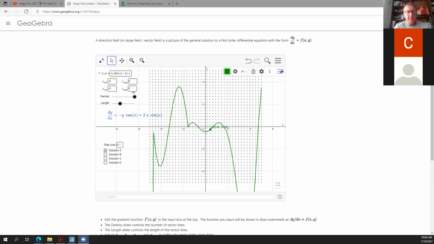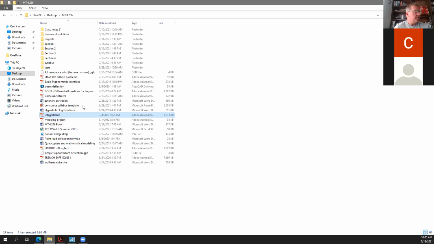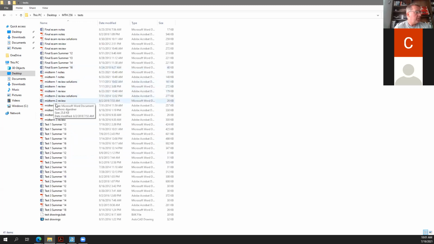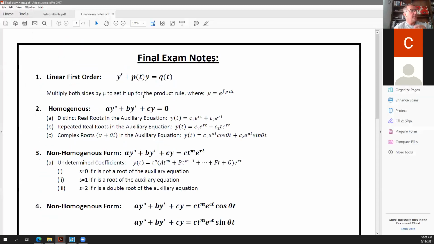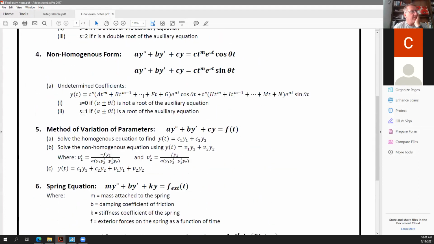I'm just curious. I'm going to look at this really quick. I'm just wondering what note sheet I stuck in here. Calculus, let's see, is it tests? Final exam notes. I posted this also because this will be everything we learn in this class, and there should be lots of things on there.